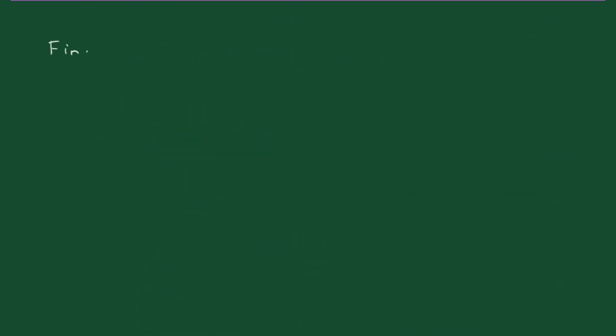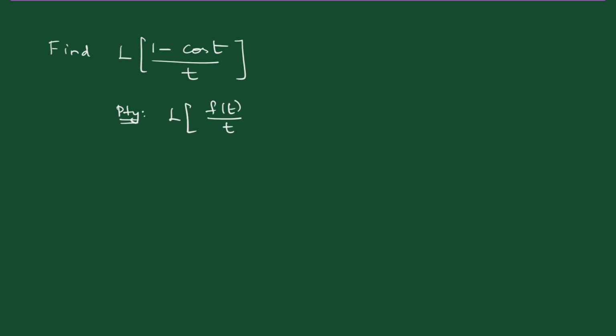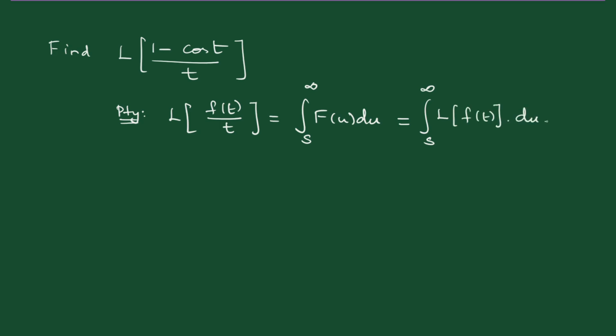Now let us see the question. Find Laplace transform of 1 minus cos t divided by t. So here we are going to use the property, division of t property, that is L of f of t divided by t is nothing but integral s to infinity f of u du, or otherwise this f of u can be written as usual notation, that is L of f of t into du. Right? So this is the property we are going to use here.